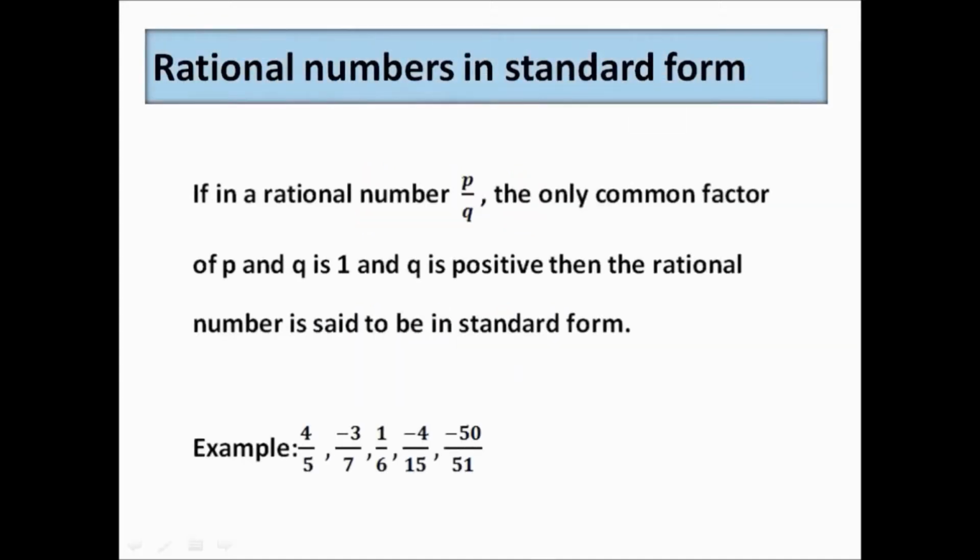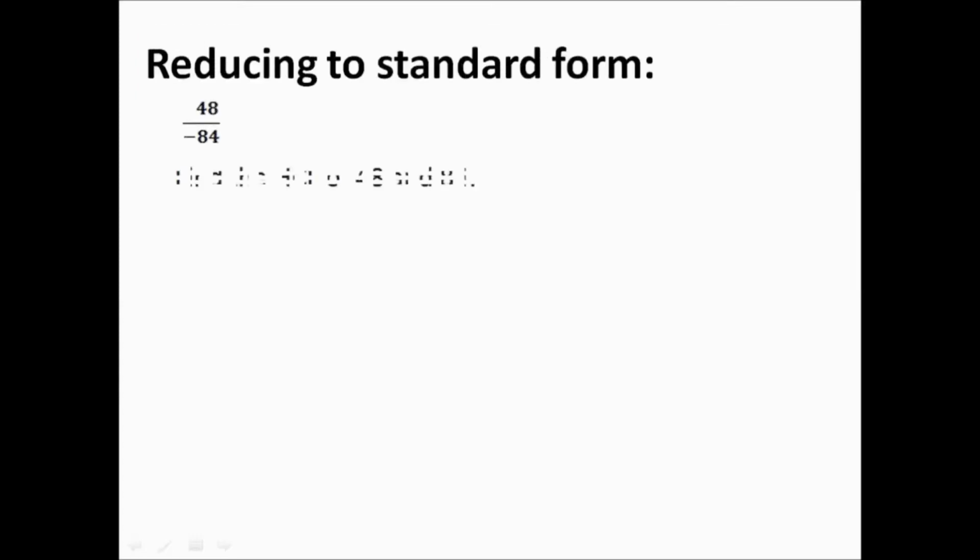Next, let's find the standard form of the given rational number. If in a rational number p by q, the only common factor of p and q is 1 and q is positive, then the rational number is said to be in standard form. For example, 4 by 5, minus 3 by 7, 1 by 6, minus 4 by 15, minus 50 by 51. Here the numerator and the denominator don't have any other common factor except 1.